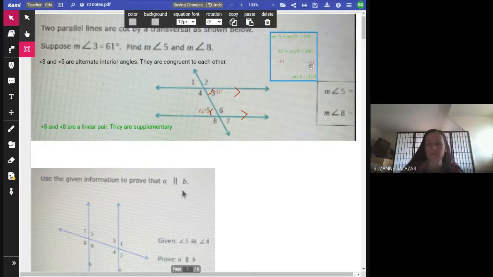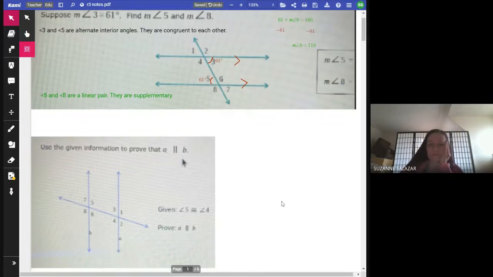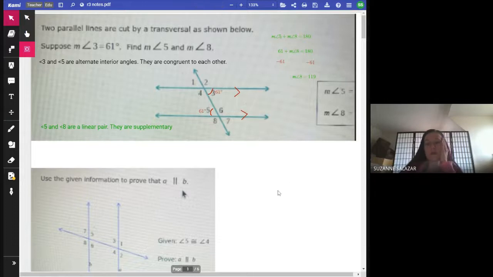And so this is the work for solving for angle 8. Make sense? So when you have these parallel lines, the ones that look acute are congruent to each other. The ones that look obtuse are congruent to each other. The ones that look acute are supplementary with the ones that look obtuse.